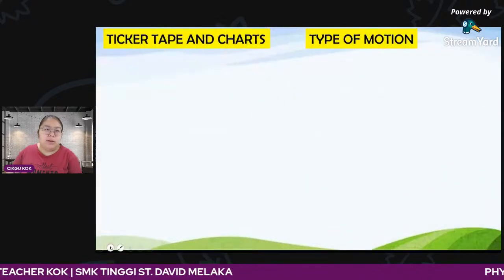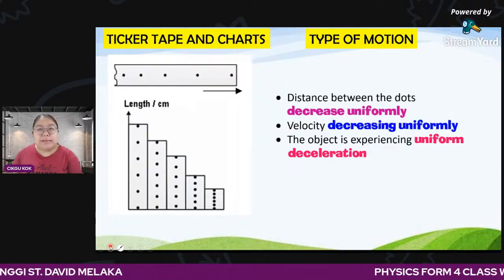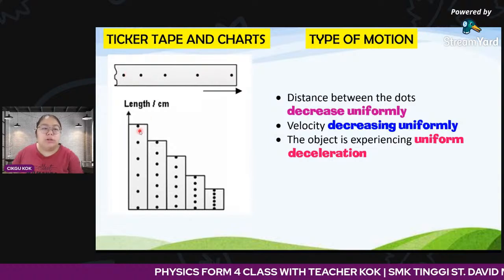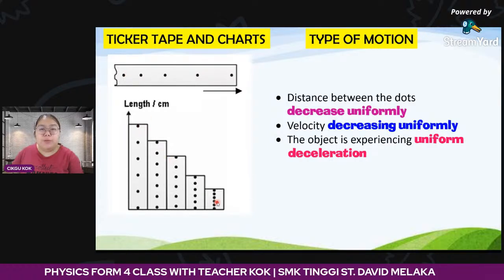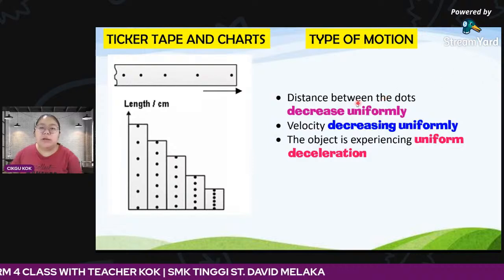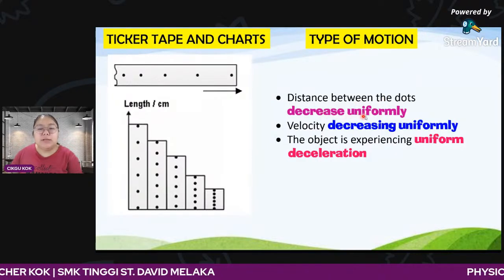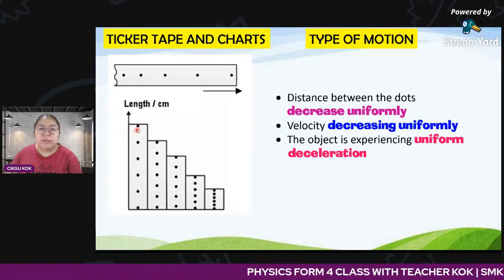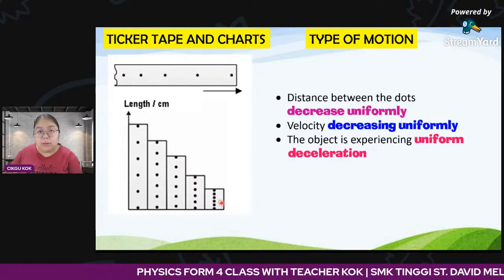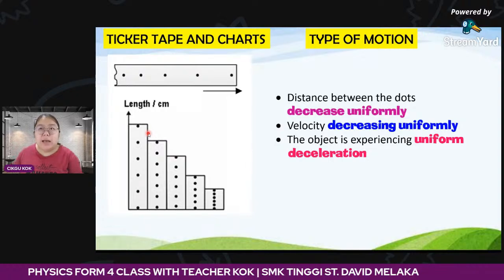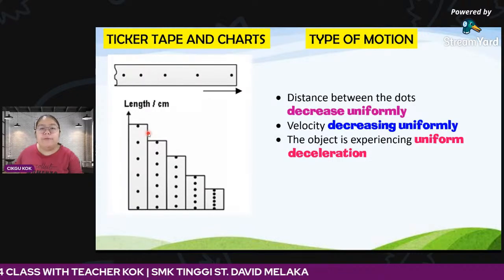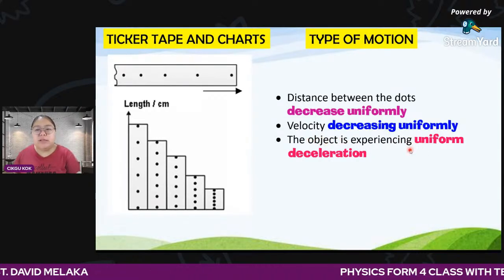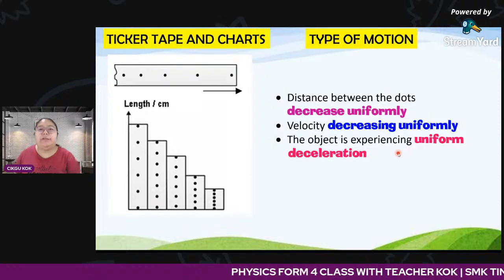Another motion graph is coming down. That means slowing down. When starting, I pull faster, then it becomes slower. So this one is the arrangement when I put the ticker tape side to side. The distance between the dots is decreasing uniformly. Whether uniformly or not, you need to measure. Maybe this one is 5, 4, 3, 2, 1, so every difference is 1 cm. So we can say uniformly. The velocity is decreasing uniformly, then the object experiences uniform deceleration.